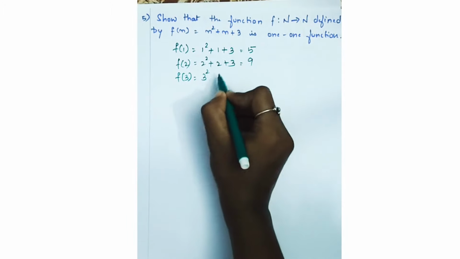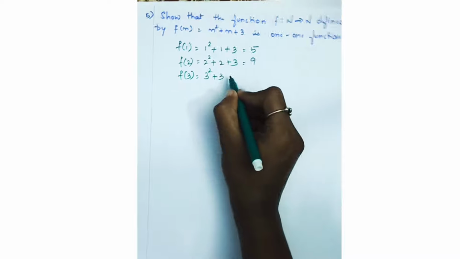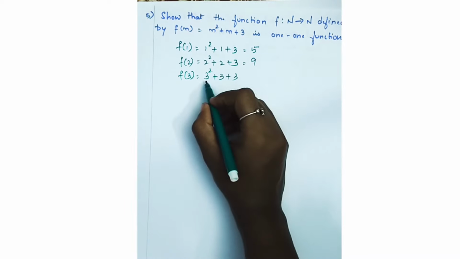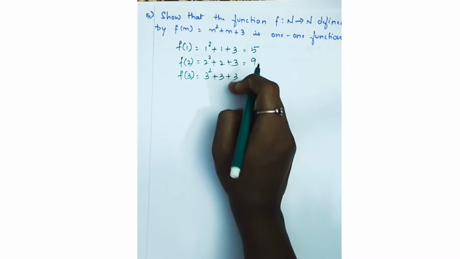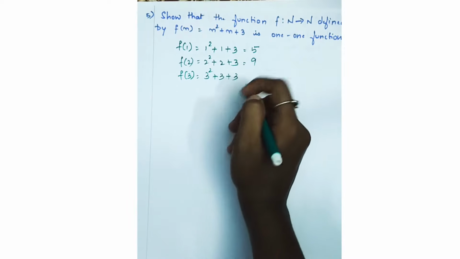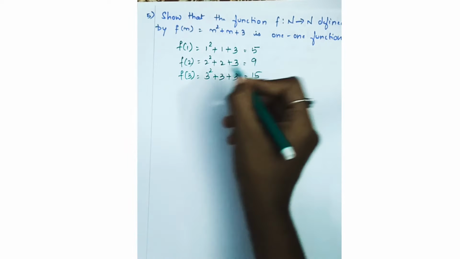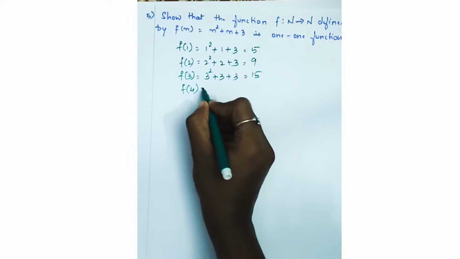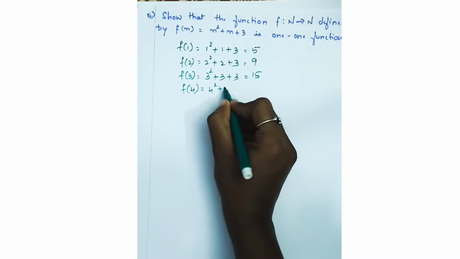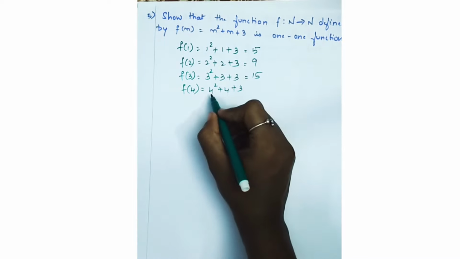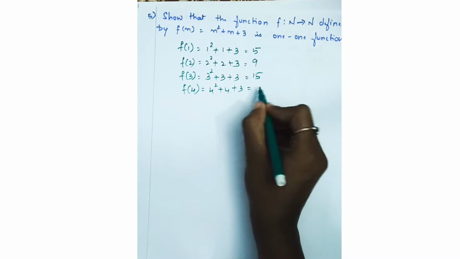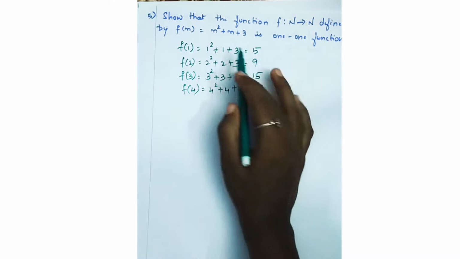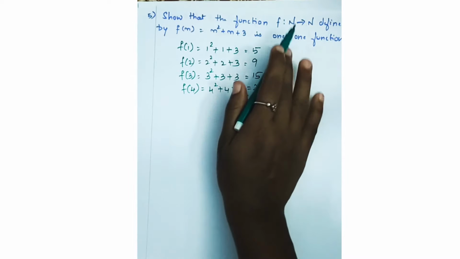3 square plus 3 plus 3. 3 square is 9, 9 plus 3 is 12, 12 plus 3 is 15. Next, f of 4: 4 square plus 4 plus 3. 4 square is 16, 16 plus 4 is 20, 20 plus 3 is 23. And so on. Now what you have to do?